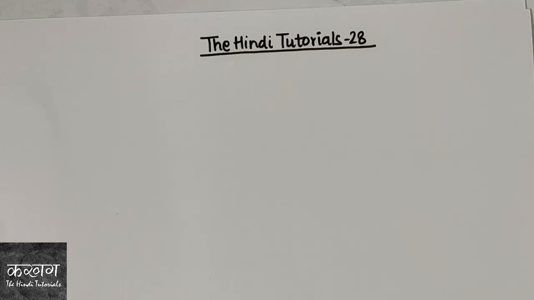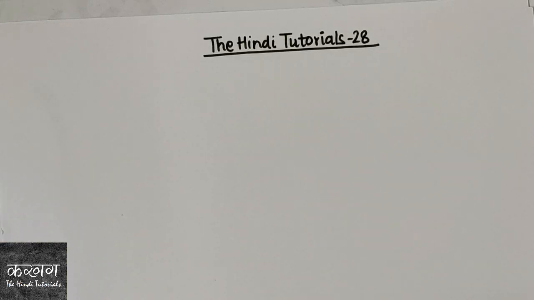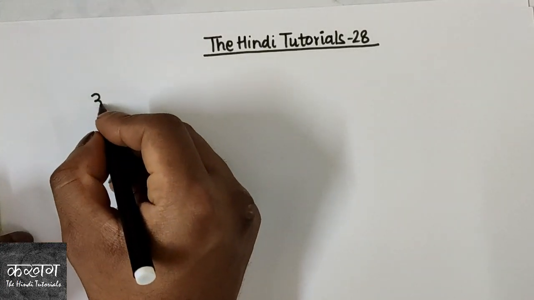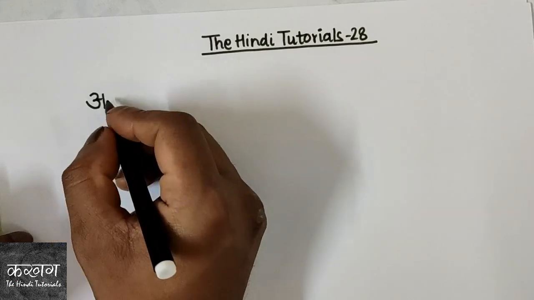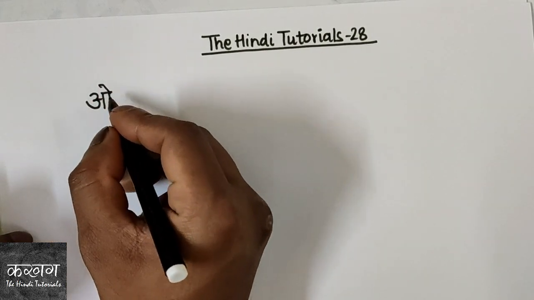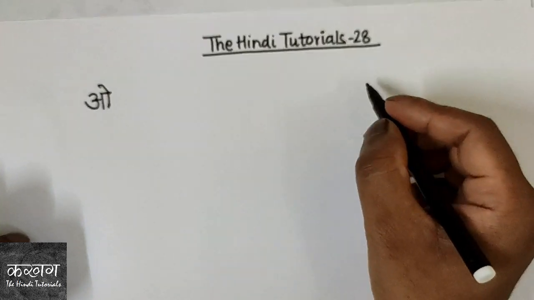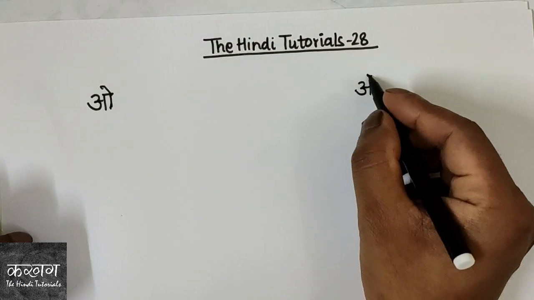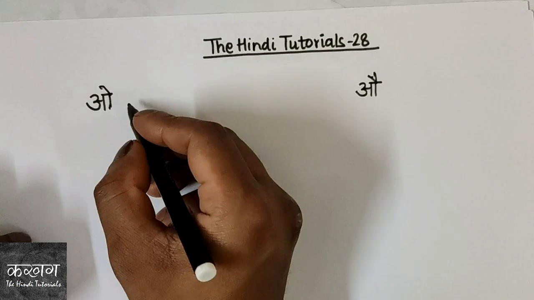We have already learned 8 vowels and 12 consonants. Today we are going to learn the next 2 vowels. After this we will have completed all the vowels. So the next 2 vowels are O and O.